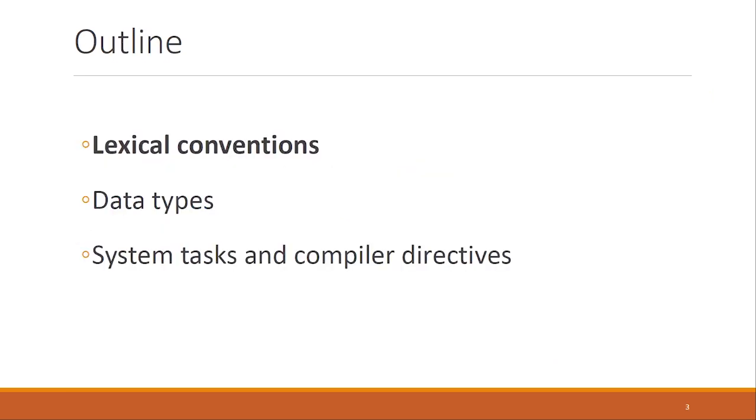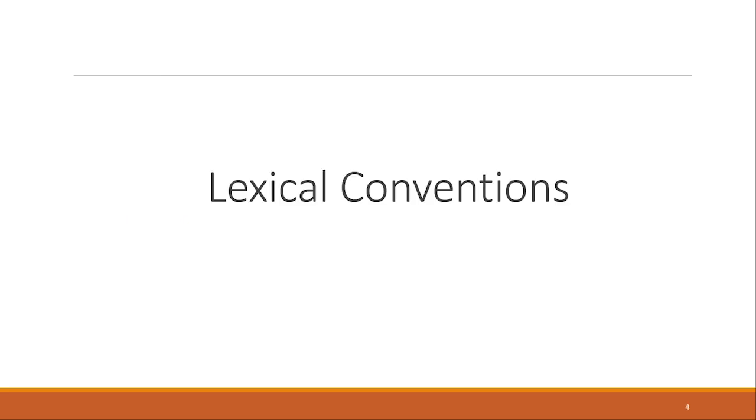Okay, now we look at the outline of what we will be covering today in this part. First, we'll be looking at the lexical conventions of Verilog, and then we look at different data types available in Verilog, and then finally we will look at system tasks and compiler directives which can be used in Verilog. So this is the outline of what we will be covering today, and we'll first go to the lexical conventions part.